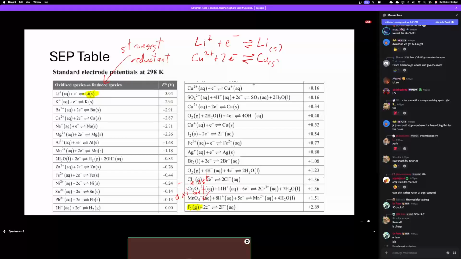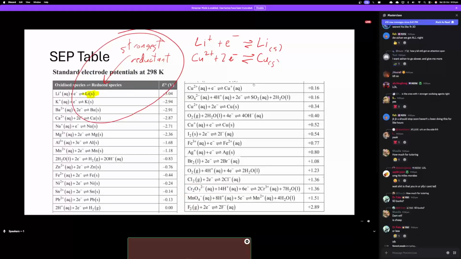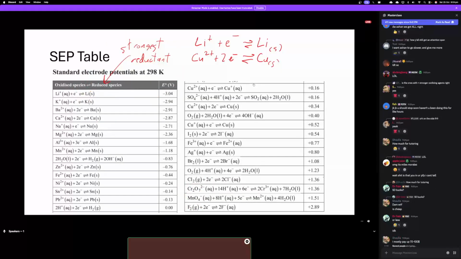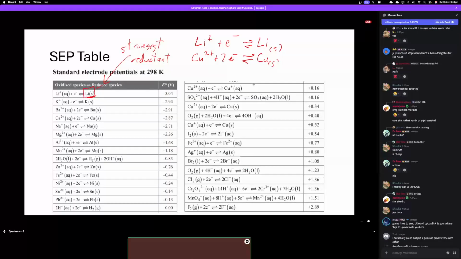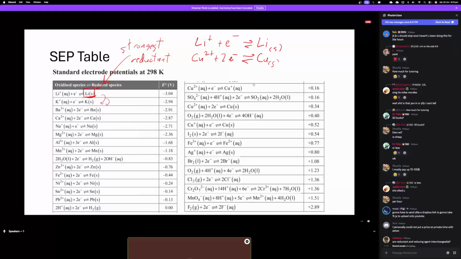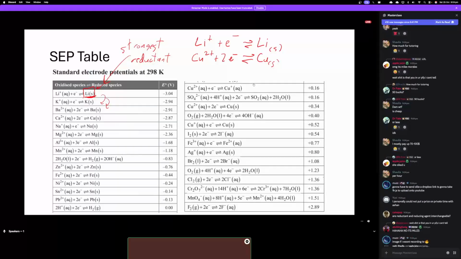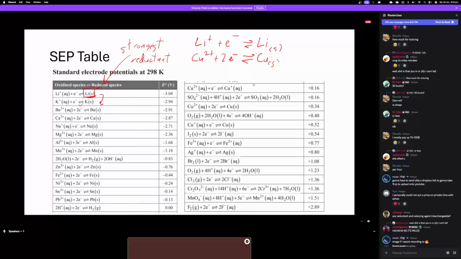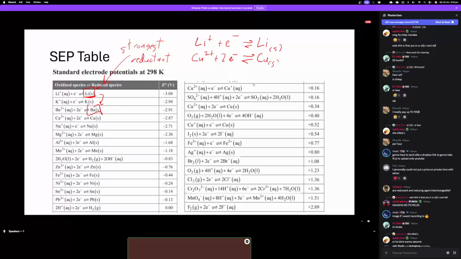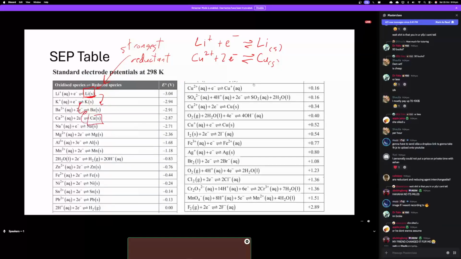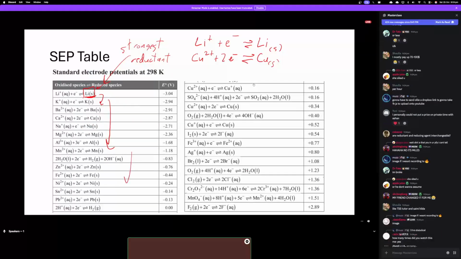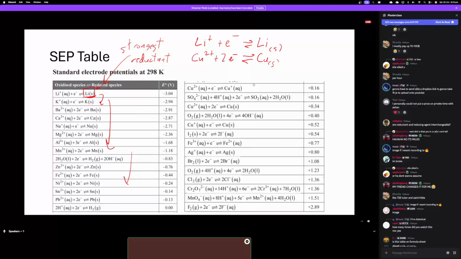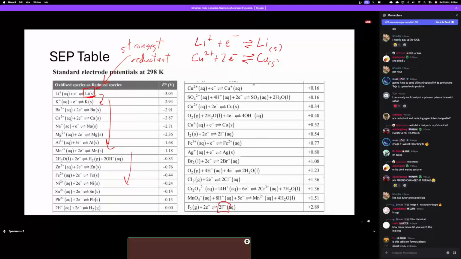Let's start with just this one. The strongest reductant is this. As I go down this table, these become weaker and weaker reductants. So this is weaker than lithium. Barium is weaker than potassium. Calcium is weaker than barium. Sodium is weaker than calcium, etc. These get weaker and weaker, all the way until fluoride ions are the weakest reductant on this entire table. This table is on the formula sheet.